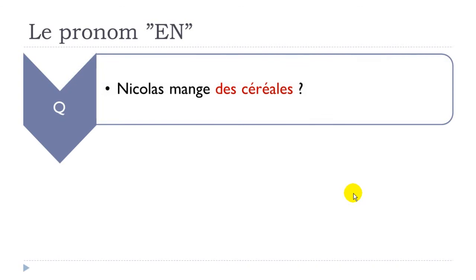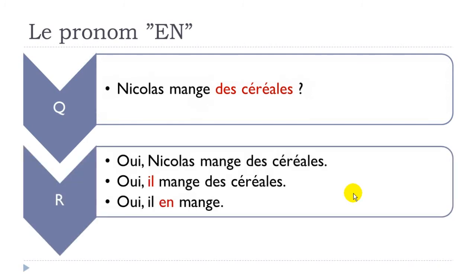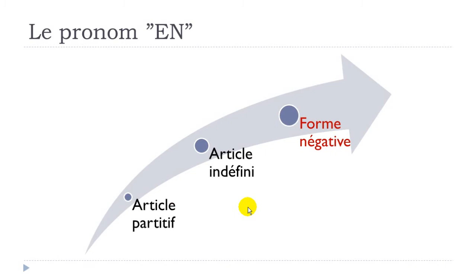So let's see now. Nicolas mange des céréales. So here we've got the plural form. Oui, Nicolas mange des céréales. Oui, il mange des céréales. Oui, il en mange. Alright, so basically when you've got the plural form for des céréales here, you don't put anything after your verb. Alright, so when you use this article indéfini, you will only need to put something after your verb if it's un or une, or then in other cases, but we will come to that a bit later, okay? So let's see now la forme négative.